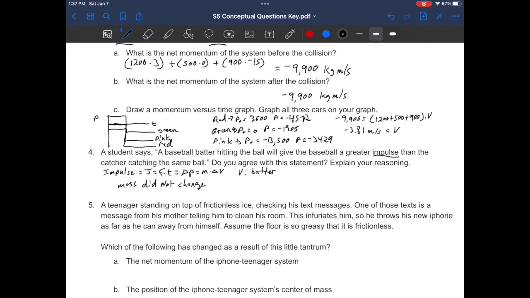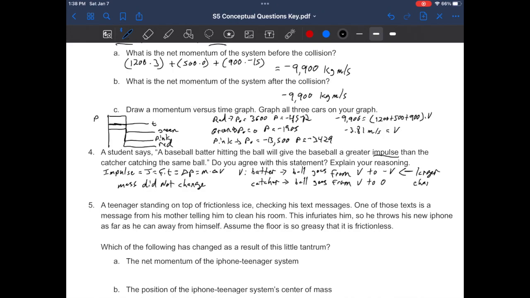The ball is going to have an initial velocity that's, let's say, positive coming towards the batter, and then when they hit the ball it is going to change directions. So the velocity is going to go from positive v to negative v. Where the catcher, when he catches the ball, it's going to go from a positive v to 0 because it's stopping. It's not changing directions. With the batter, it went through 0 going from positive to negative. The catcher, it just goes to 0.